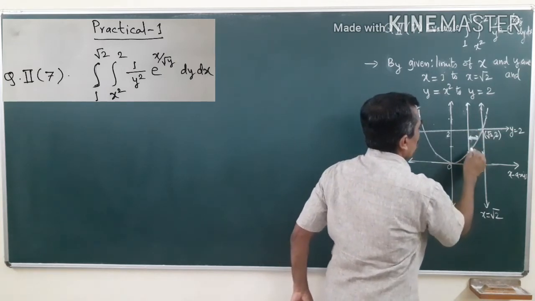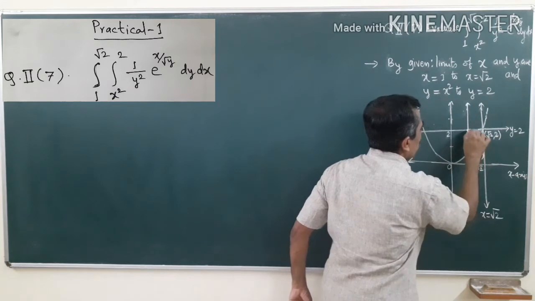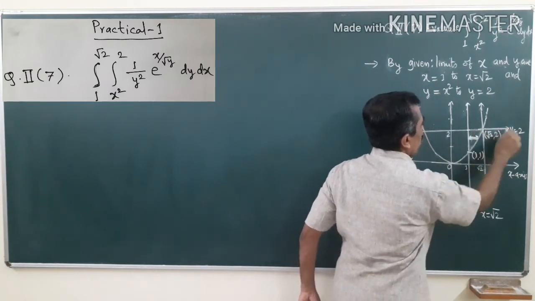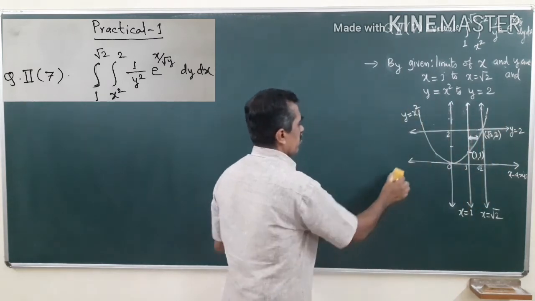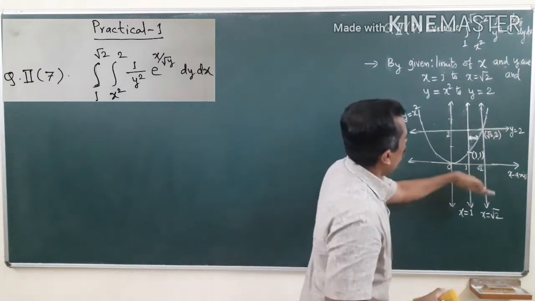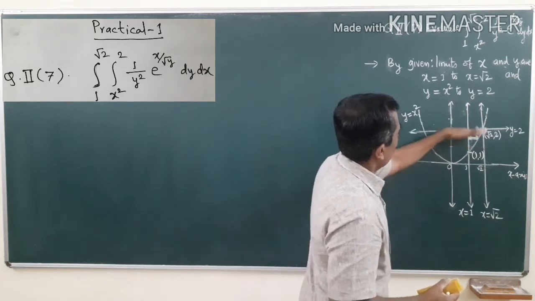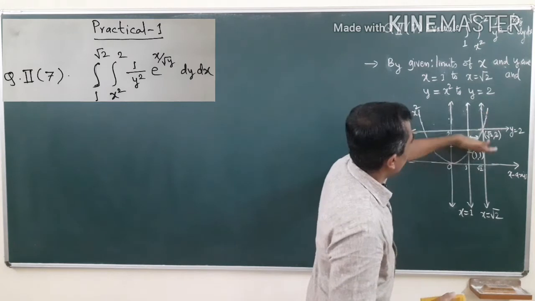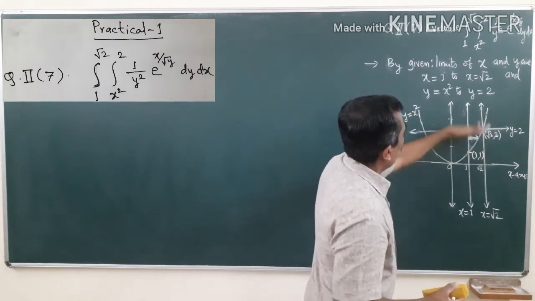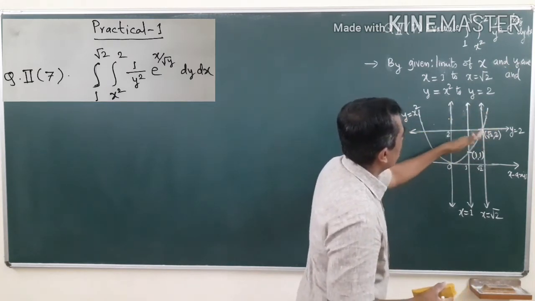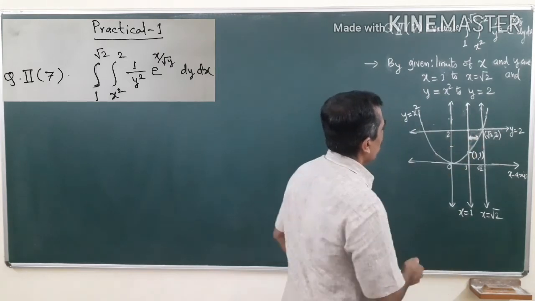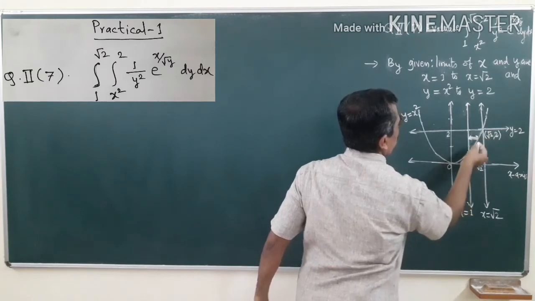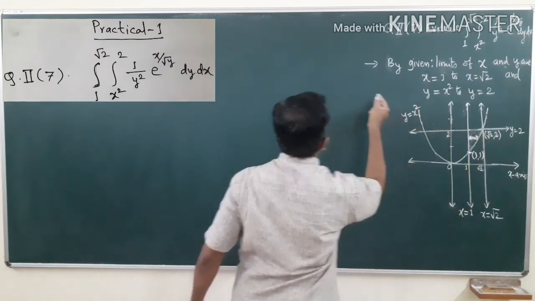If the strip moves from this point to this point, what is y here? y is 1. What is y here? y is 2. So, this will give us the movement of the strip parallel to the x axis along the y axis. If we move this in this shaded region of integration, then it will move from y is equal to 1 up to this point.